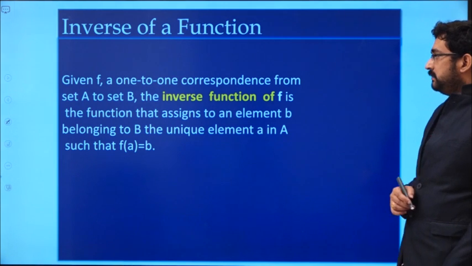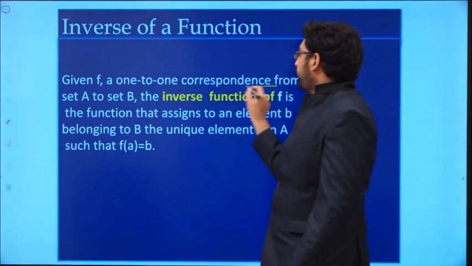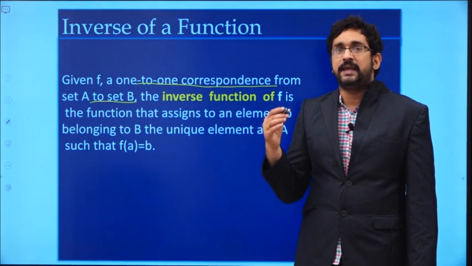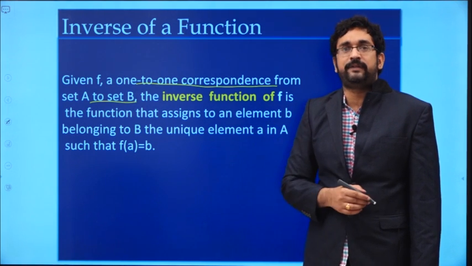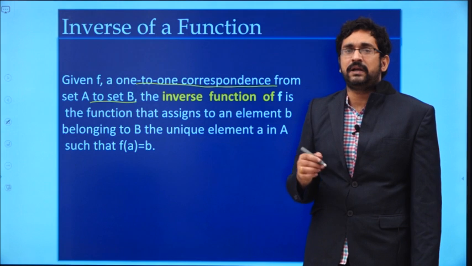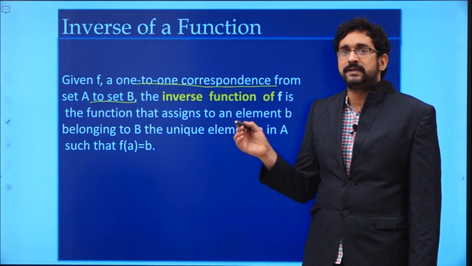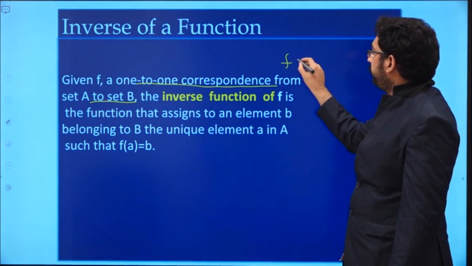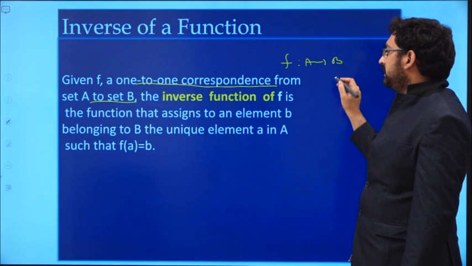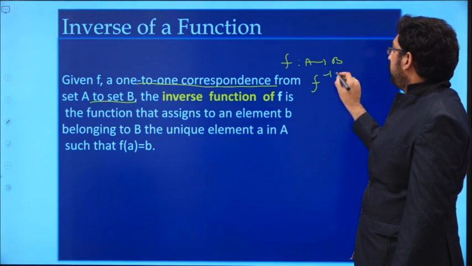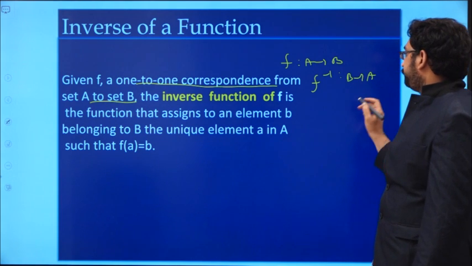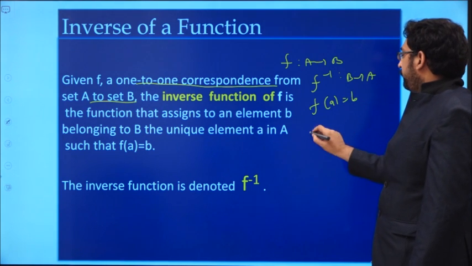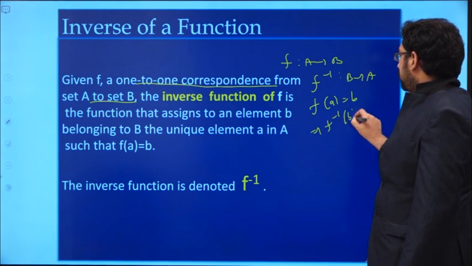Next, inverse of a function. So given f, a one-to-one correspondence function from a to b. That means if we want to prove that a function has an inverse, first it must be a bijective function. So if a function is one-to-one and onto, then only we can find the inverse for that function. So if we define a function f from a to b, then its inverse function is defined as f inverse from b to a. So if f is a function from a to b, f of a equals b, it can be written as f inverse of b equals a.